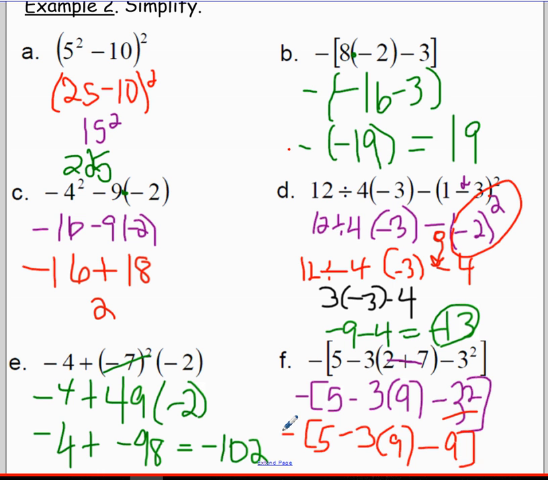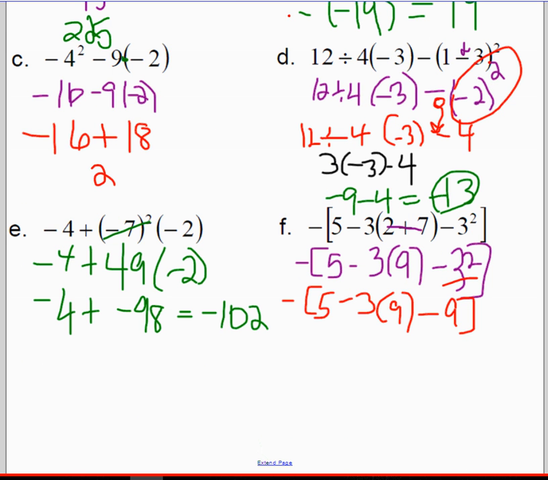Okay, so we've taken care of the 3 squared. And now inside the parentheses, we have to do multiplication and division left to right. We don't have any division, but we have this multiplication here. So let's drop down our negative, our bracket, a 5, and then negative 3 times 9, or subtract 3 times 9, will give us negative 27.